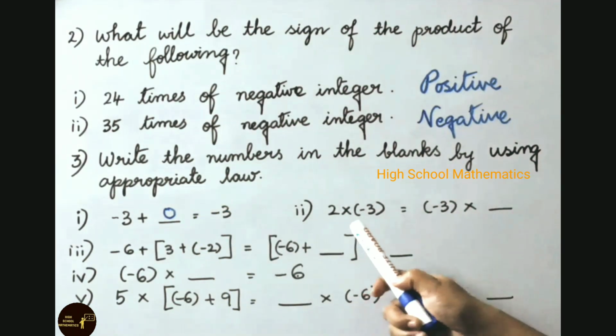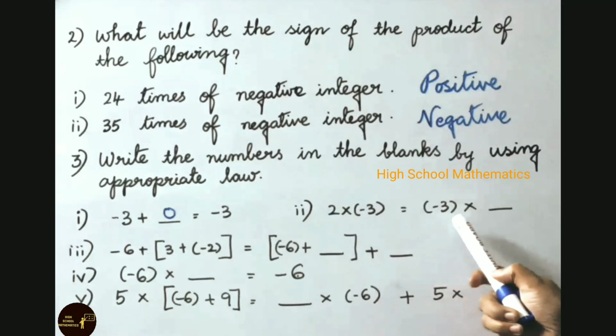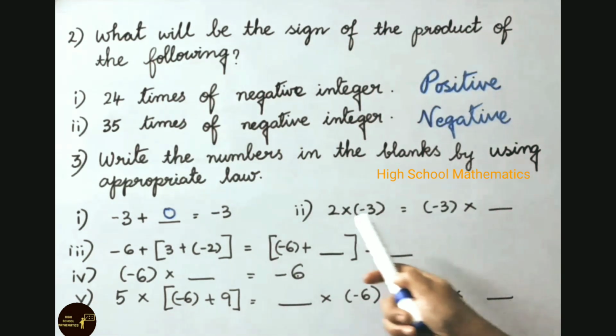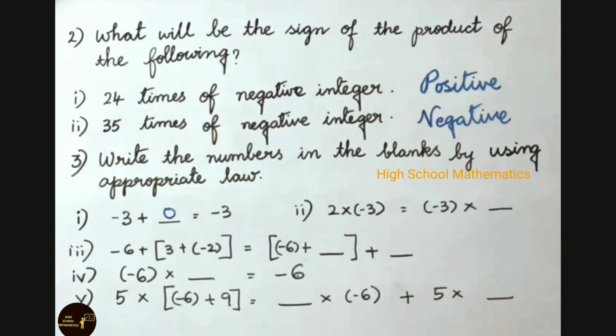See now the second one, 2 into minus 3 equals minus 3 into blank. This is looking like a into b equals b into a, that is the commutative property under multiplication. So 2 into minus 3 is equal to minus 3 into 2.